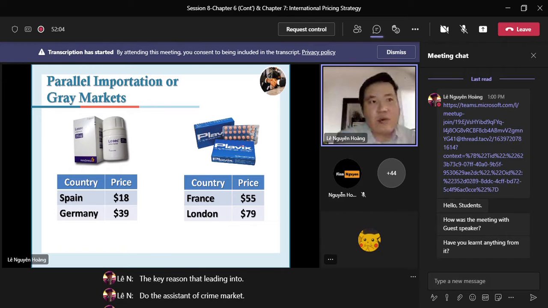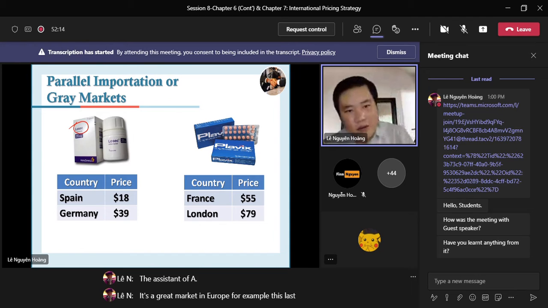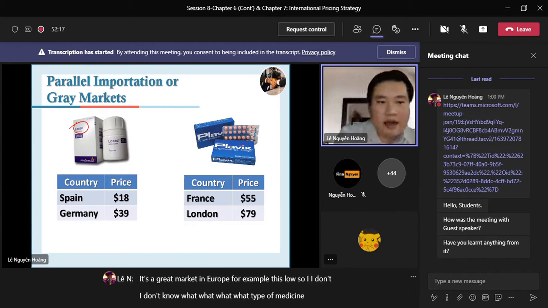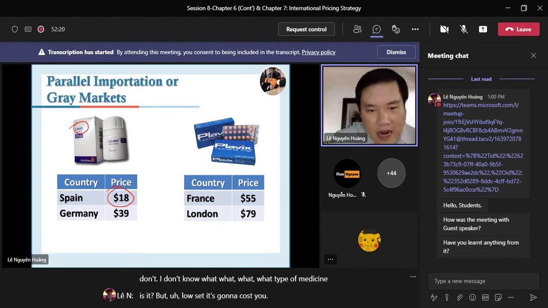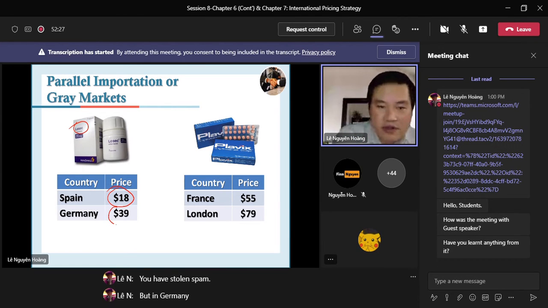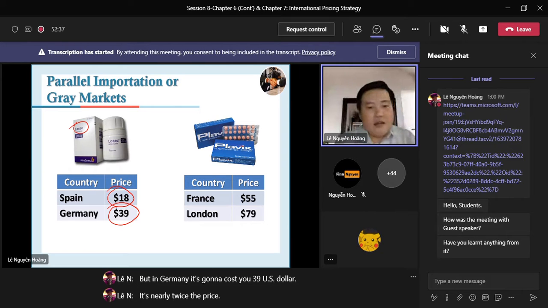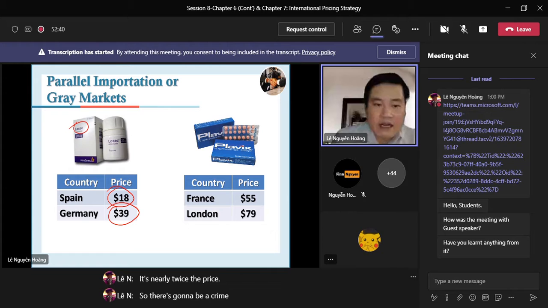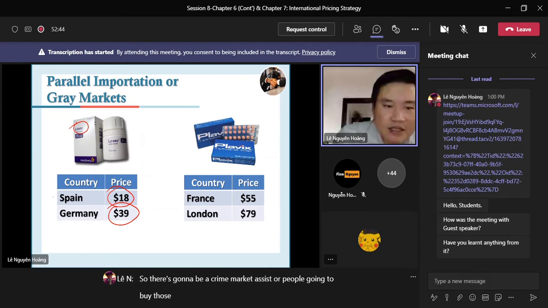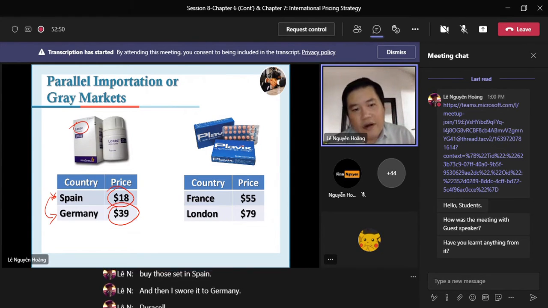Now I'm going to give you some examples of the gray market in Europe. For example, Losec, I don't know what type of medicine it is, but Losec is going to cost you $18 in Spain. But in Germany, it's going to cost you $39. It's nearly twice the price. So a gray market exists where people buy Losec in Spain and then export it to Germany to resell for a profit.